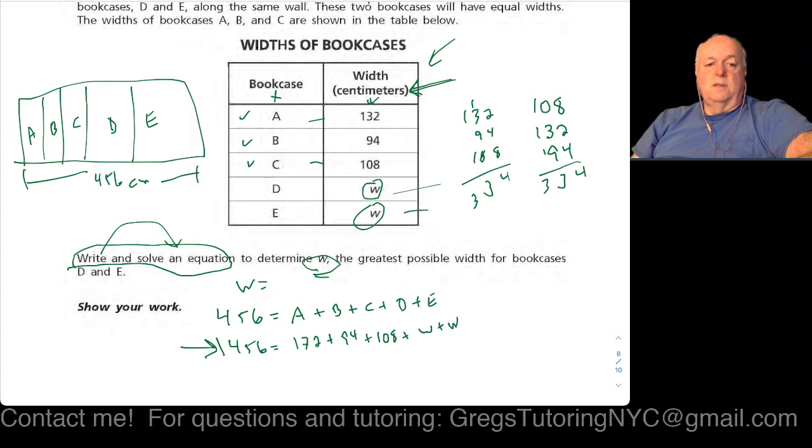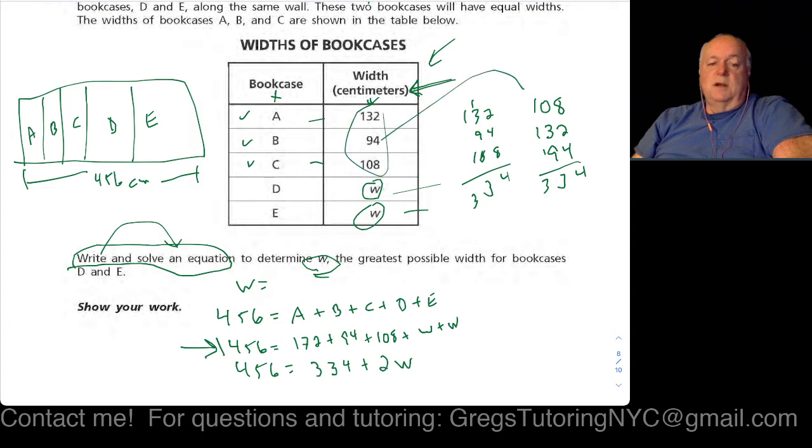So we could have written 456 equals 334 plus 2W. That's also a valid expression. Whereas we could have come along, added these up here, and then fed it back in, and this could be our valid expression. So we're involving W here, we're involving W here. All right?